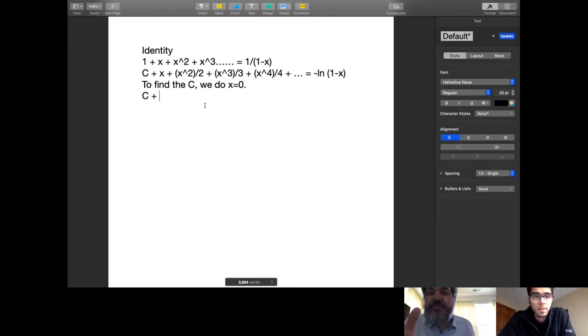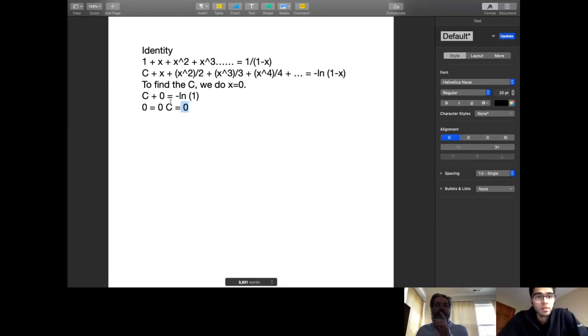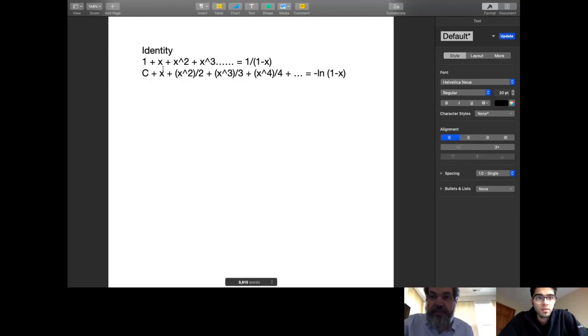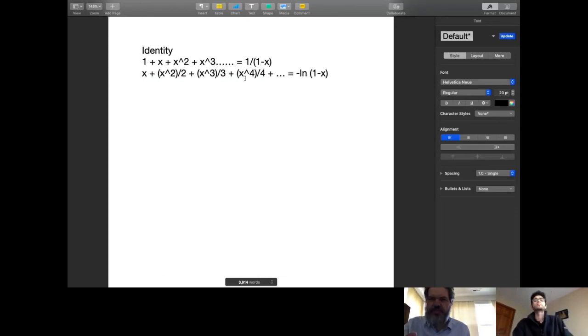So now on the left side, we get c plus 0 plus 0 plus 0. All these terms are 0 because it's x squared, x cubed, and so on. All of them are 0. What happens on the right side is minus natural log of 1. But what is natural log of 1? 0. So c equals 0. That's the conclusion. Okay. So now that we know that c equals 0, we can write the same line again without the c.